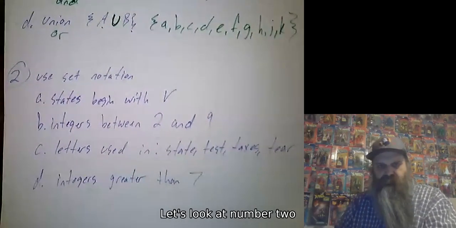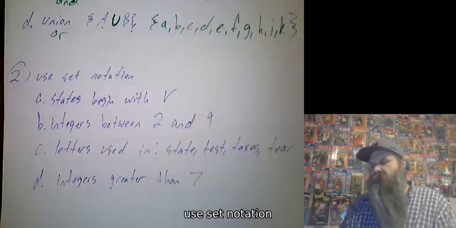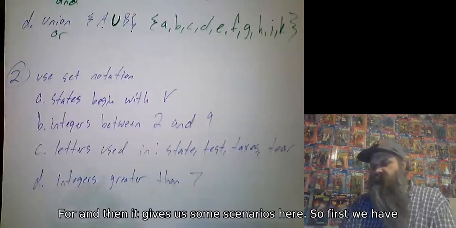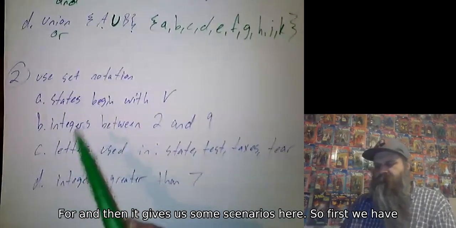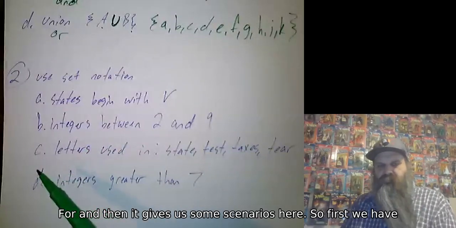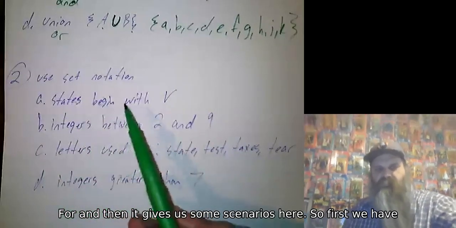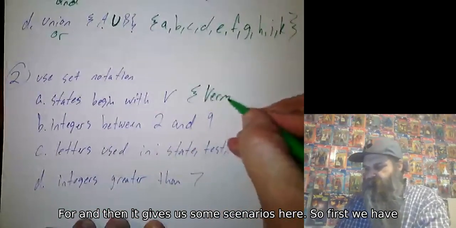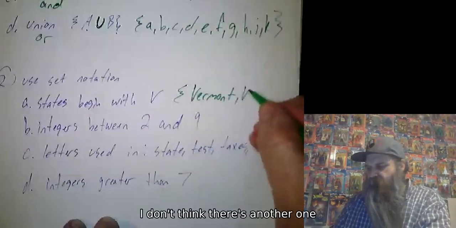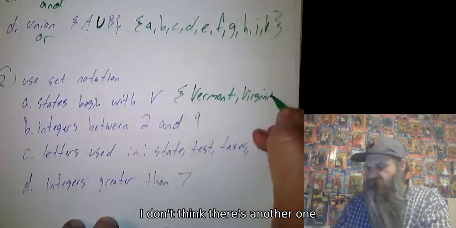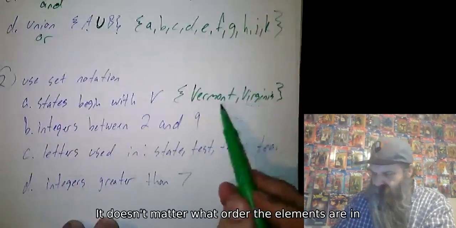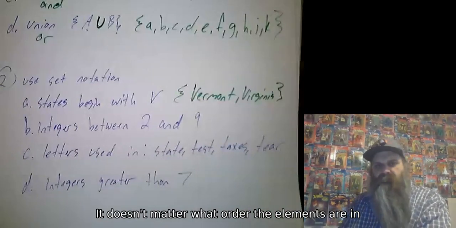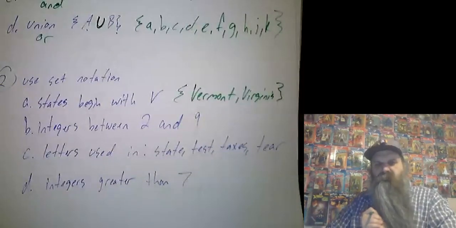Let's look at number 2. Use set notation for, and then it gives us some scenarios here. So first we have states that begin with V, Vermont, and Virginia. I don't think there's another one. It doesn't matter what order the elements are in.